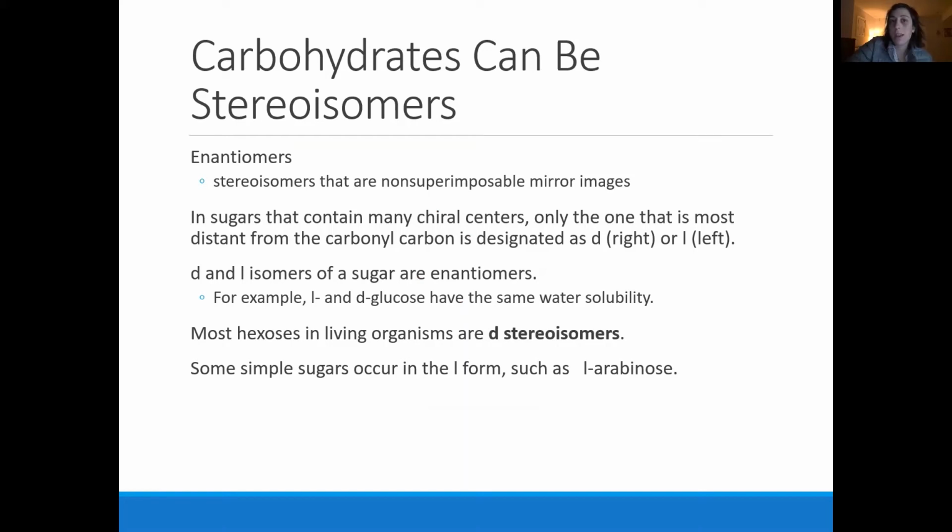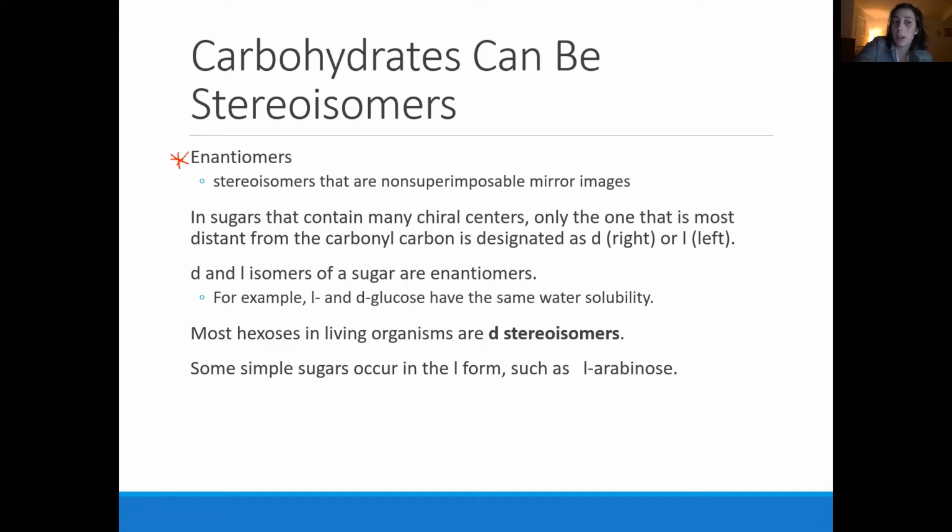Carbohydrates can also be a different kind of isomer in the realm of stereoisomers. So remember that stereoisomers is a general term for isomers that have a different arrangement around one particular atom. A type of stereoisomer that we talk about a lot is an enantiomer. So again, I want to be clear, remember that an enantiomer is a special type of stereoisomer.